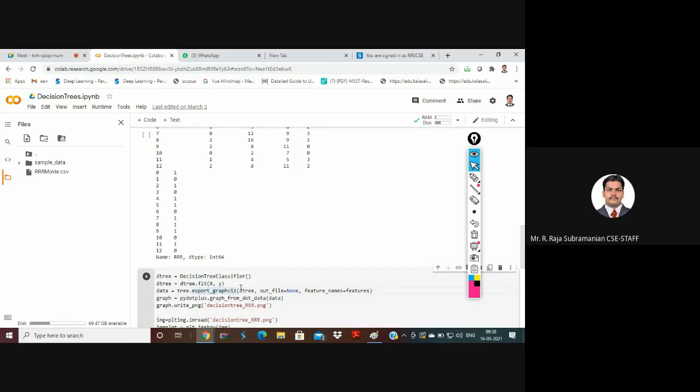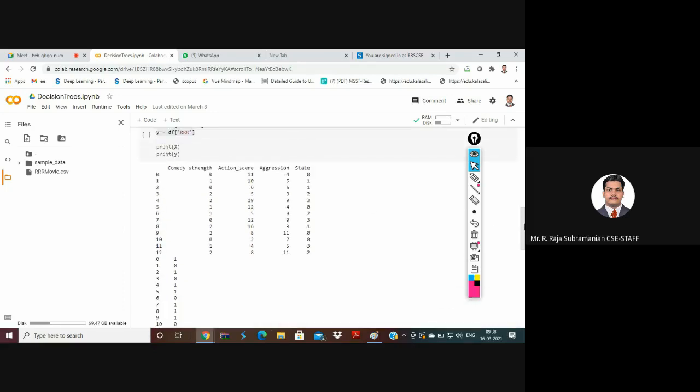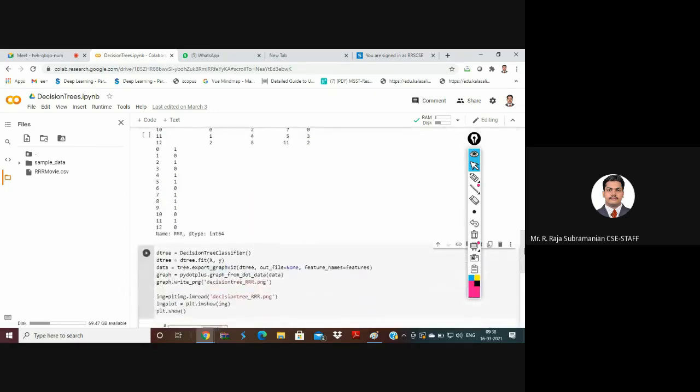So the D tree is having the tree as my input. I don't give any name to my output file, and the feature names will be my features. I have my features available: comedy strength, action scene, aggression, and state. I use that, right?